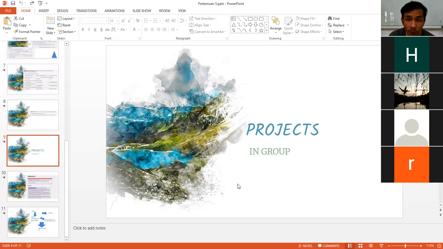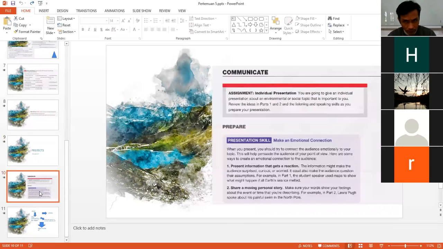Jadi satu kelas 2 kelompok. Ya, each group consists of, let's say, about 10 or 12 people in it. Jadi satu kelompok itu satu kelas ada 2 kelompok. So you decide, talk to your friends about your own group. This is what you're going to do.